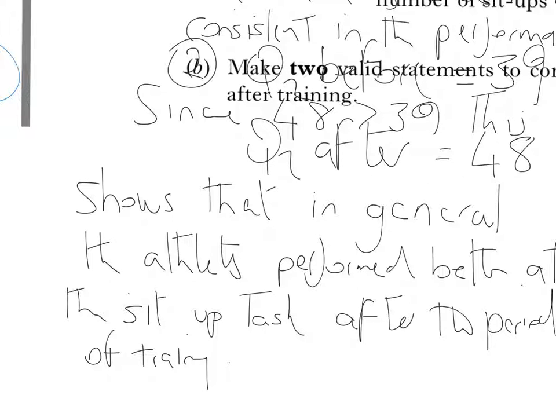Now again, put in the context of the question. Also importantly, I've said in general, so it's not to say that every single athlete has definitely improved, but just in general, as a group, that they have improved since 48 is greater than 39. I've made that numerical comparison as well. That's the final answer to the question.